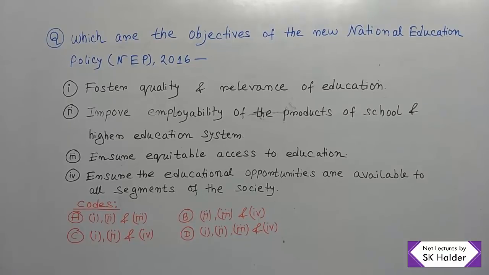Which are the objectives of the new National Education Policy NEP 2016? 1. Foster quality and relevance of education. 2. Improve employability of the products of school and higher education system. 3. Ensure equitable access to education. 4. Ensure the educational opportunities are available to all segments of the society. Options: A, 1, 2 and 3. B, 2, 3 and 4. C, 1, 2 and 4. D, 1, 2, 3 and 4.